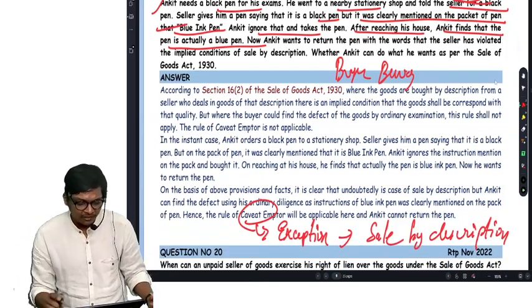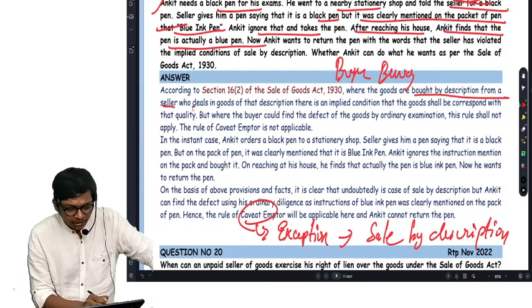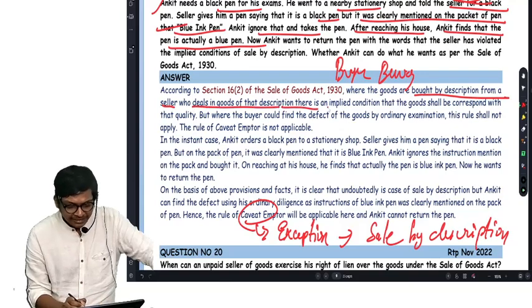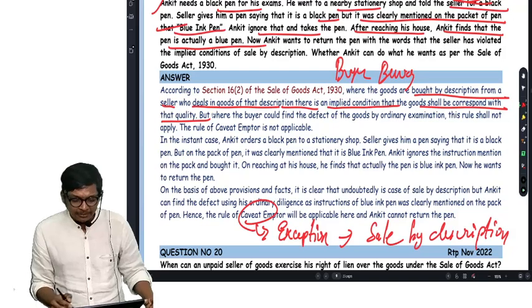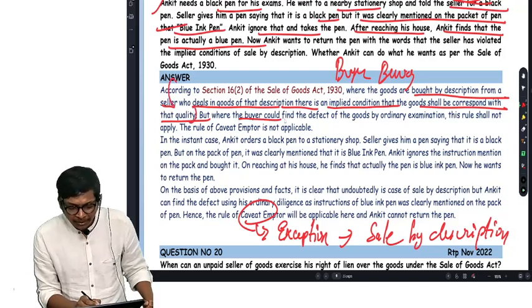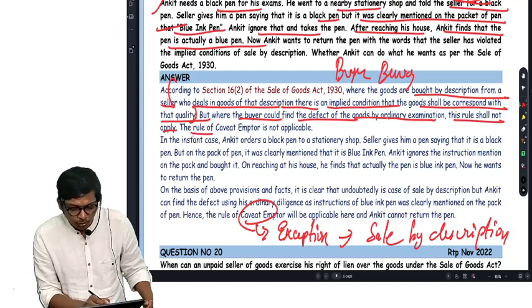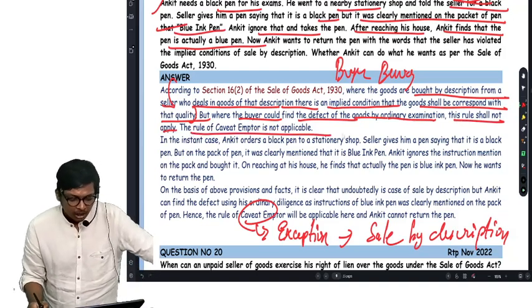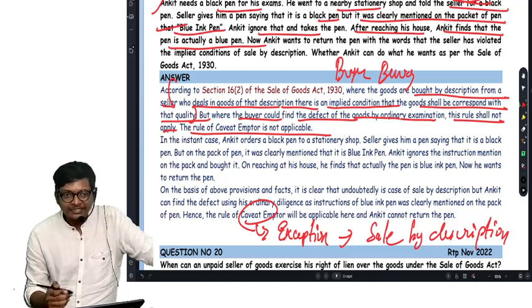So, we will clarify. According to section 16, where goods are bought by description from a seller who deals in that description, there is an implied condition that the goods shall correspond with that quality. But where the buyer could find the defect of the goods by ordinary examination, this rule shall not apply, and the rule of caveat emptor is applicable.